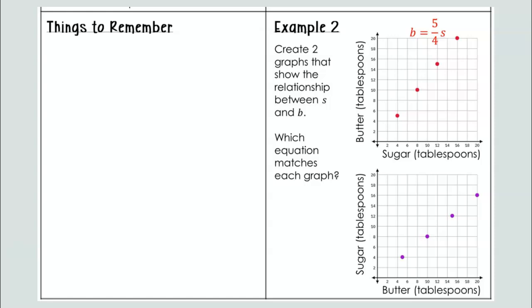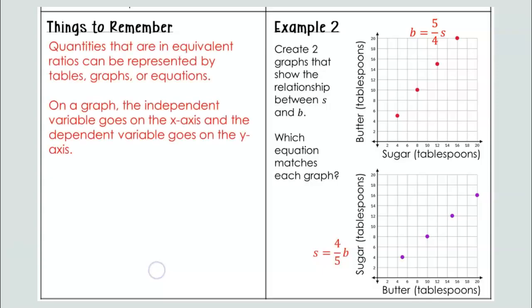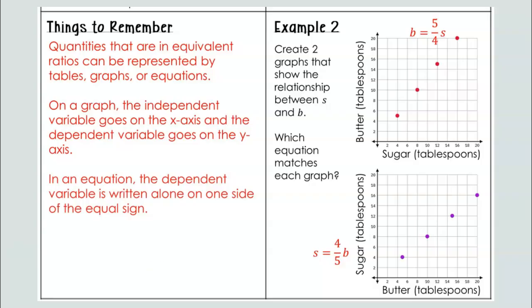Things to remember. Quantities that are in equivalent ratios can be represented by tables, graphs, or equations. On a graph, the independent variable goes on the x-axis and the dependent variable goes on the y-axis. In an equation, the dependent variable is written alone on one side of the equal sign.